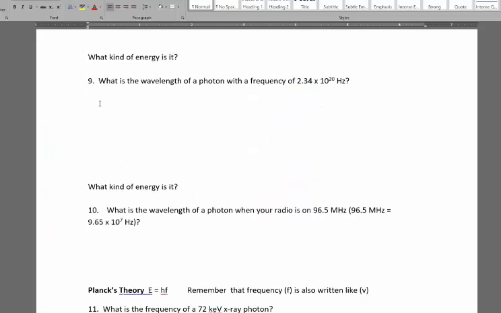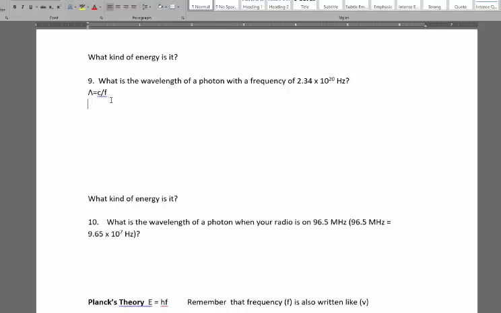Okay, let's work another one. So this one says, what is the wavelength of a photon with a frequency of 2.34 times 10 to the 20th hertz? So wavelength is going to be velocity over frequency.